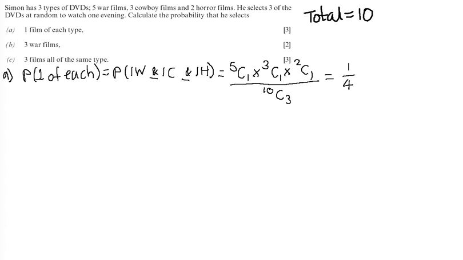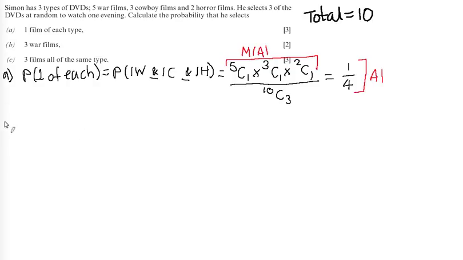Okay, so if we have a look at a mark scheme, where do we get our marks in this question? Well, first of all, we're going to get a method mark and an accuracy mark for correctly showing how we've used the combinations for the different films to calculate, and then we're going to get an accuracy mark for calculating that the probability is 1/4.